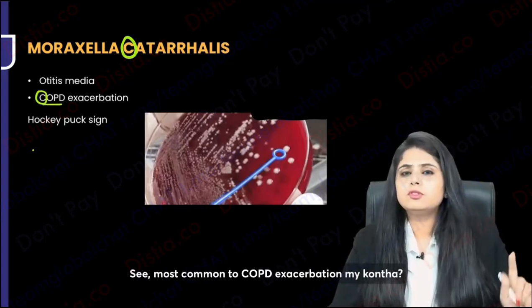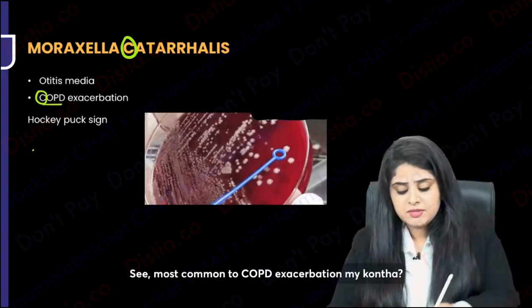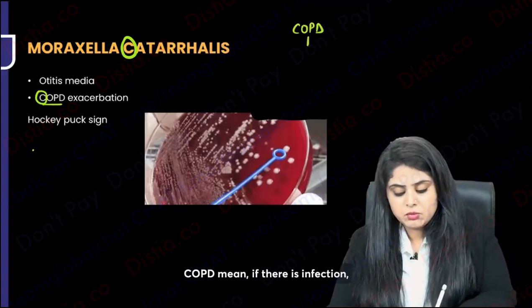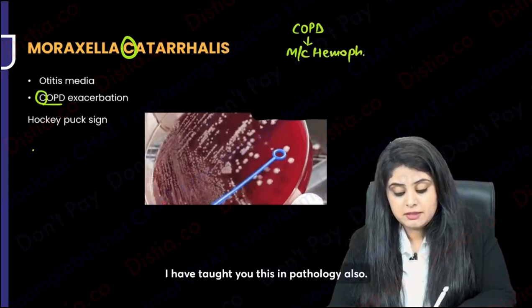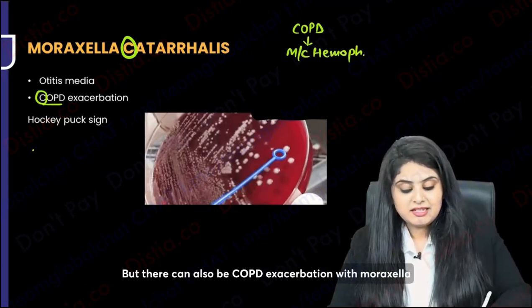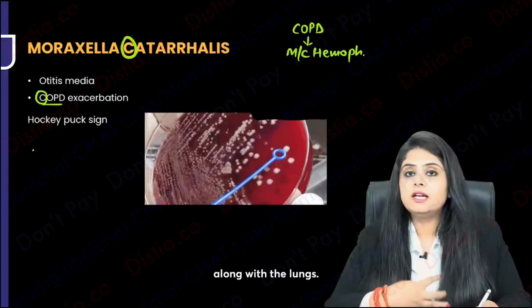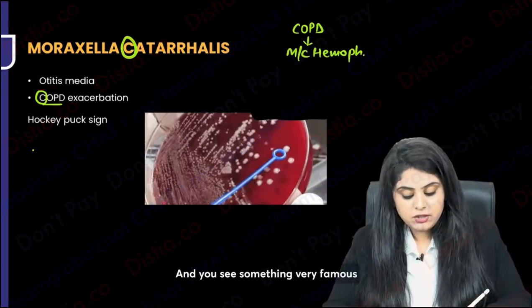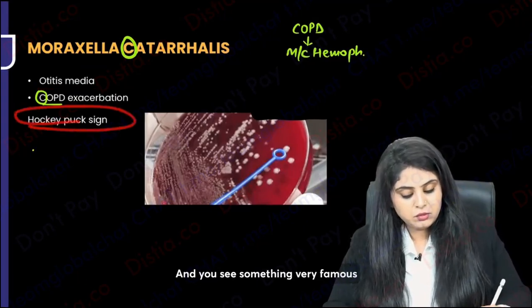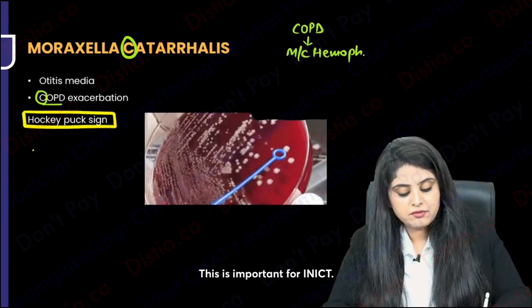Usually, see, most common in COPD exacerbations, who was it? In COPD, if there is infection, most commonly it is going to be Haemophilus, right? I have taught you this in pathology also. But there can also be COPD exacerbations with Moraxella. Along with the lungs, even the ears can be affected. Otitis media can also occur. And you see something very famous known as hockey puck sign. This is important for INI-CET.